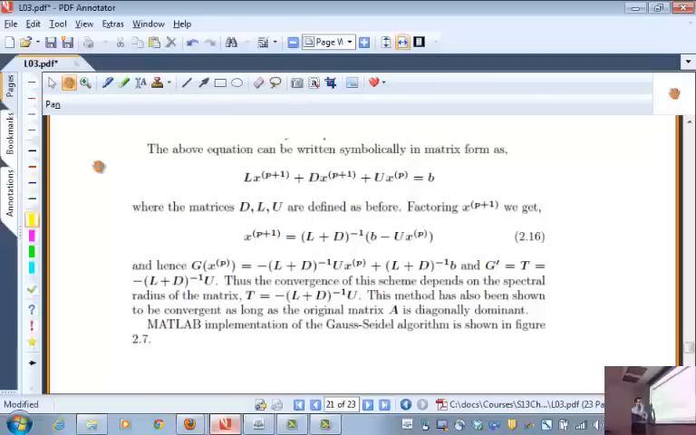Now, the next question is, can I get some extra degree of freedom to accelerate the rate of convergence? And that is the so-called successive over-relaxation scheme.